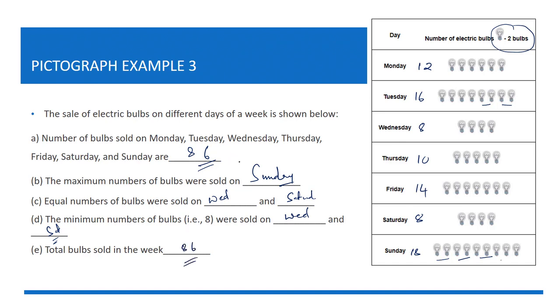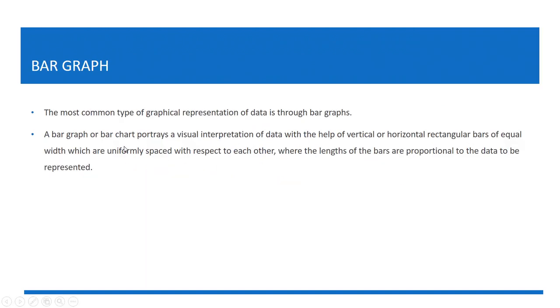Right. Here we are supposed to represent 12 on Monday, 16 on Tuesday, Wednesday is 8, Thursday is 10, Friday is 14, Saturday is 8 and Sunday is 18. So the total they asked here is also 86. Right. Let me go with the bar graph.